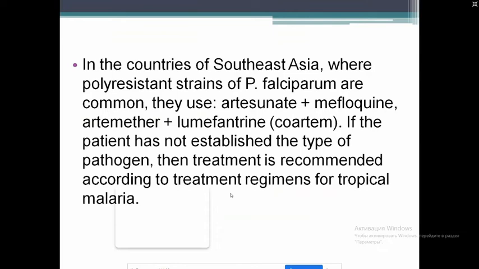In the countries of Southeast Asia, where poly-resistant strains of Plasmodium falciparum are common, they use artesunate with mefloquine, artemether with lumefantrine or Coartem. If the type of pathogen has not been established in the patient, then treatment is recommended according to treatment regimens for tropical malaria.